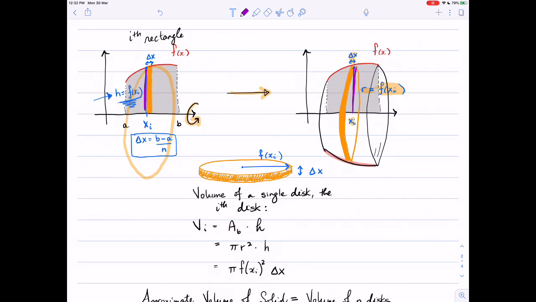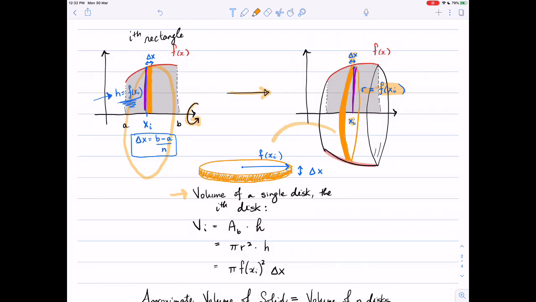So what we want to do is calculate the volume of a single disk, and then add up the volume of all those disks and eventually take a limit. So we're going to look at the volume of a single disk. And this is the disk here.